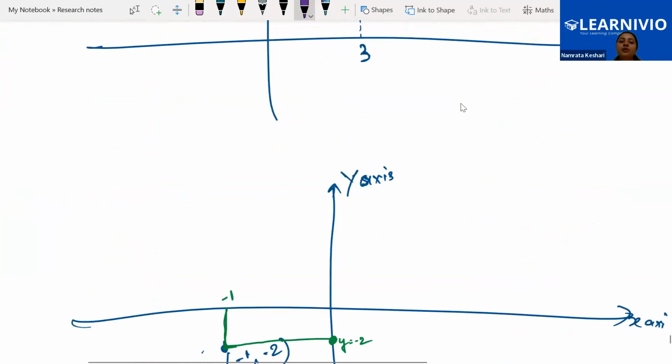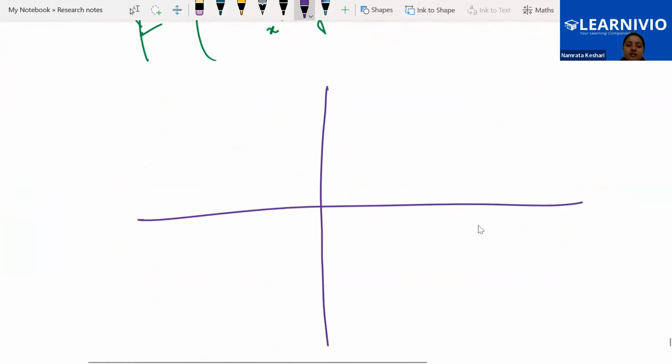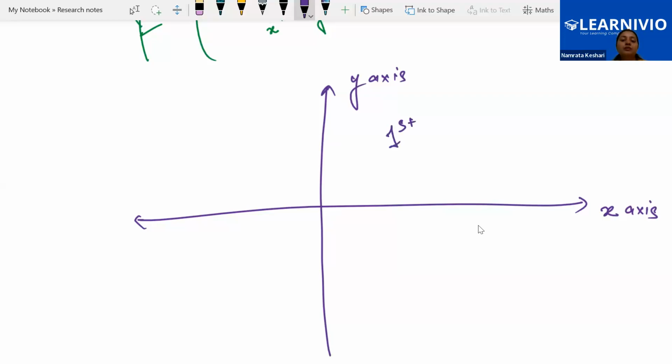Now you have seen that whenever we are placing two number lines like this, and we are saying this vertical line is the y-axis, then we are getting four sections. It is just that when we are placing the lines like this, we are getting four sections. This one is called the first quadrant. Okay, it's called the first quadrant.